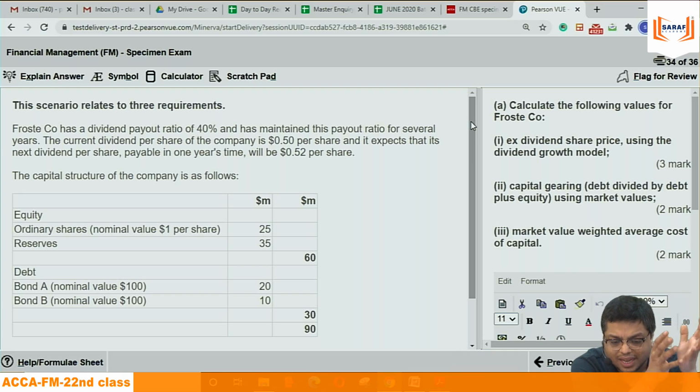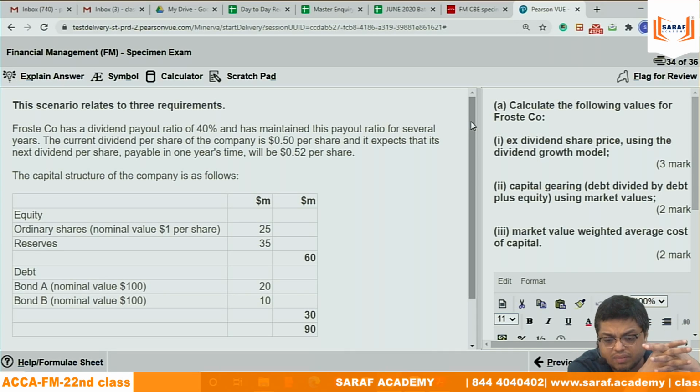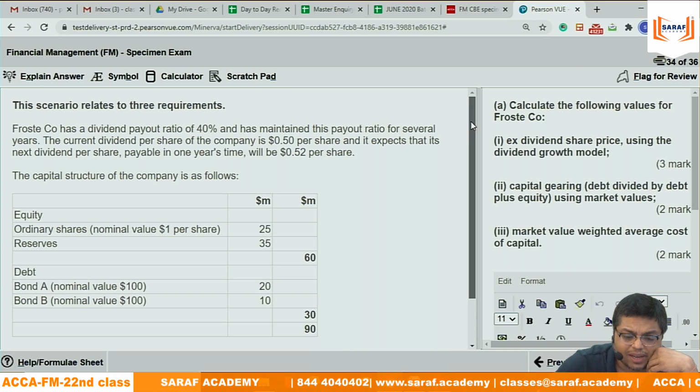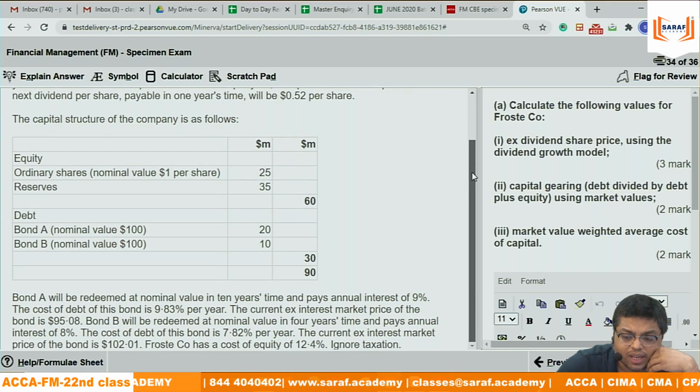There are two ways. Either the past data is given, and you will calculate the growth rate. If that is not given, then it is directly given. If that is also not given, then it is retention into return on equity. Whatever we are retaining, on that retention, whatever we are earning. So how much are we retaining? 40% we are paying to shareholders, 60% we are retaining. On that 60%, how much return will we be getting? What is return on equity in this question?